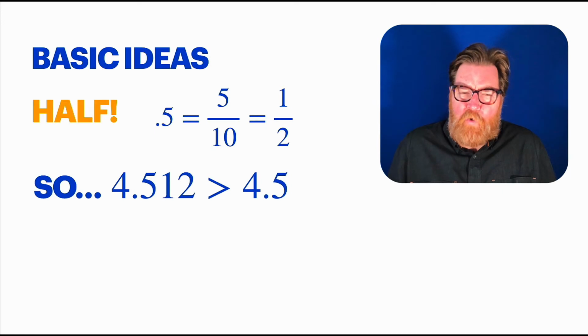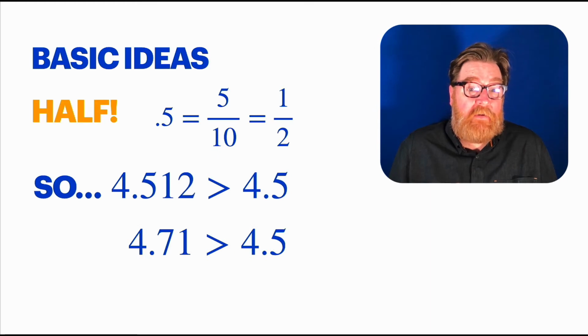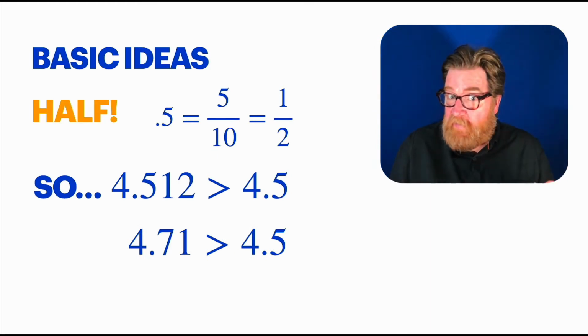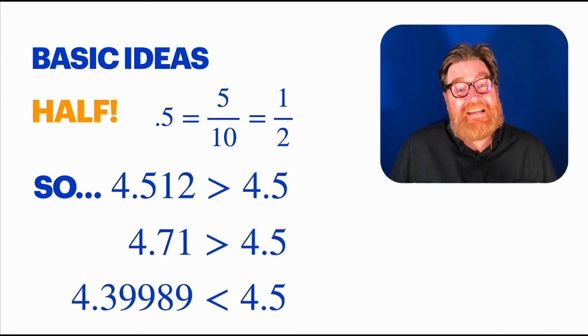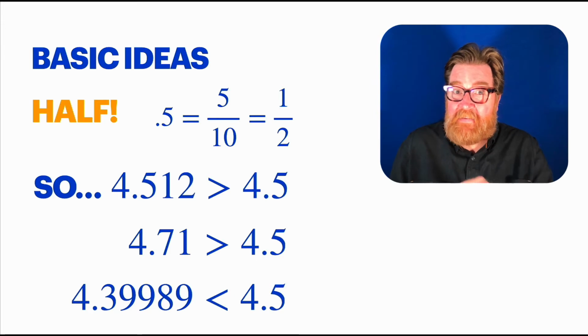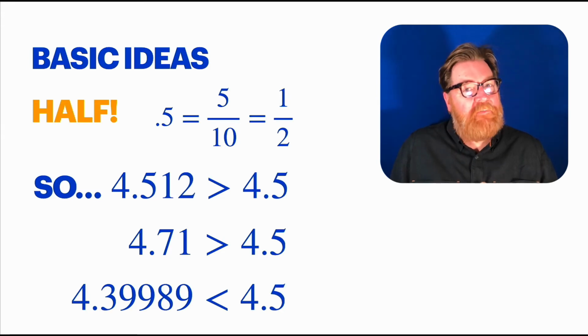So 4.512, well, that's greater than 4.5. And 4.71, that's also greater than 4.5. 4.5 is 4.5. And 4.39989, well, look at that tenths place. Still, it rules there. That's less than 4.5. Okay, less than 4.5. All right, comparing to half stays important no matter what form of these numbers we're looking at.